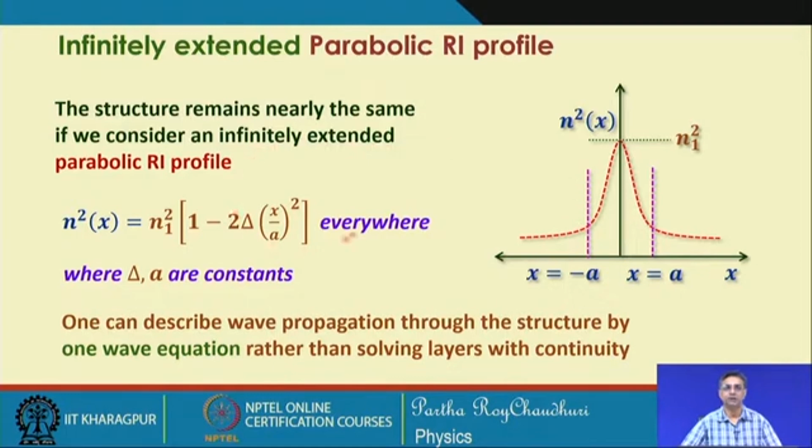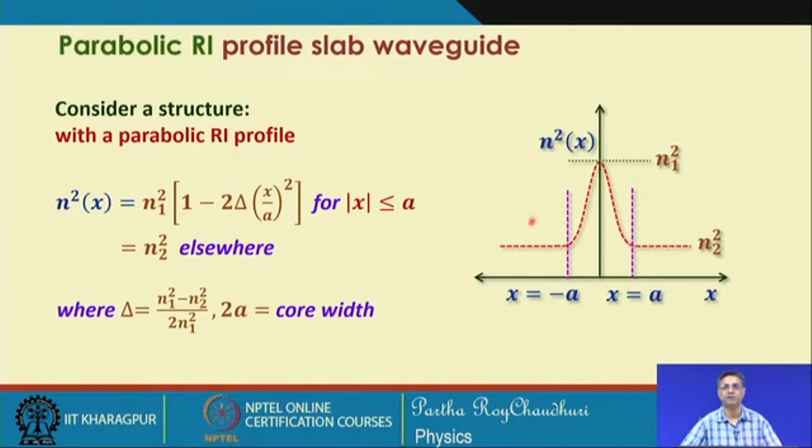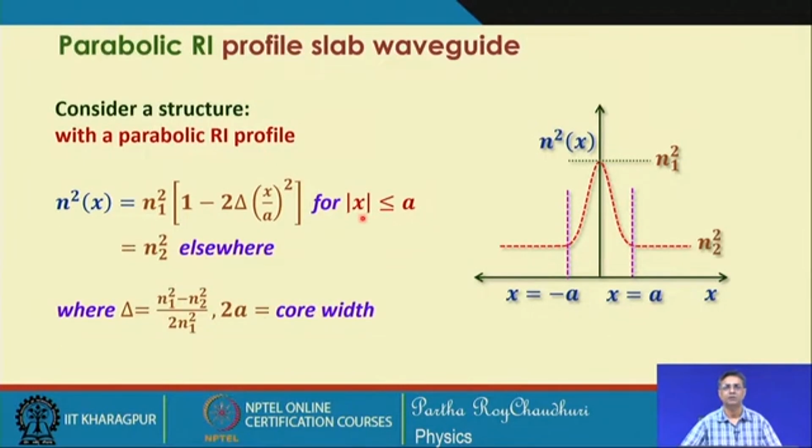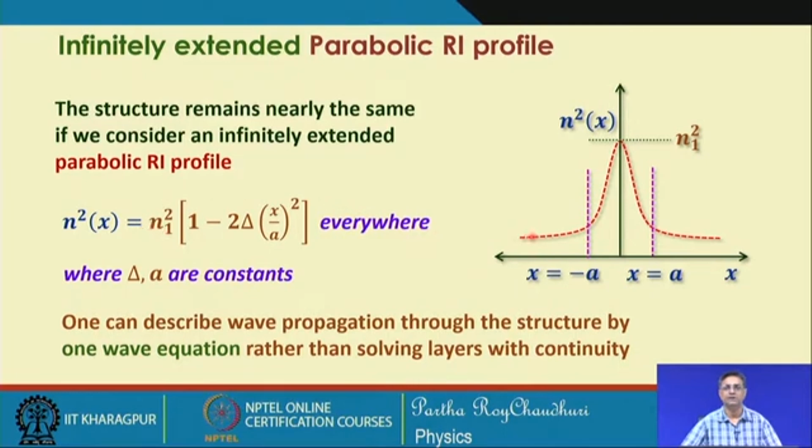So, the advantage is that we can very nicely represent this profile by a single equation, and there is not much difference because this assumes an asymptote, whereas it also becomes a constant and the field is very small, as we have mentioned. So, we can represent the waveguide by using one equation. Delta and a are constants for this, which follow the same definition. So, one wave equation rather than solving layers with continuity.